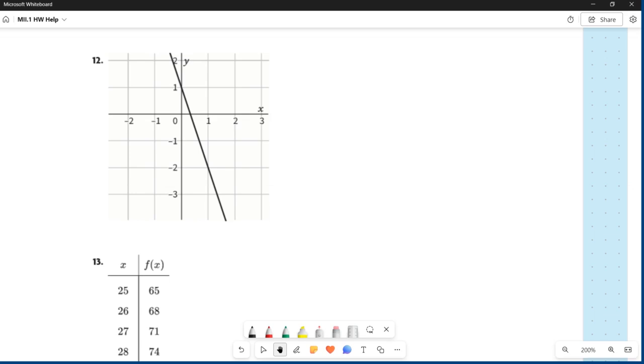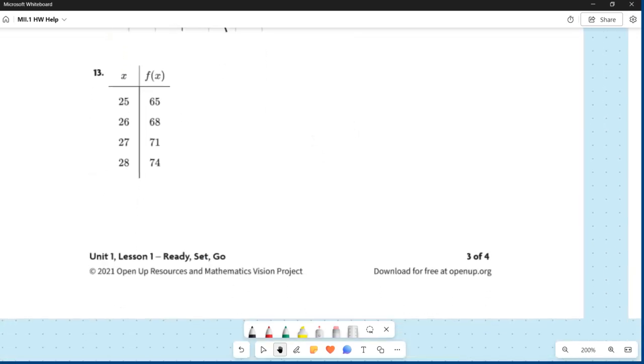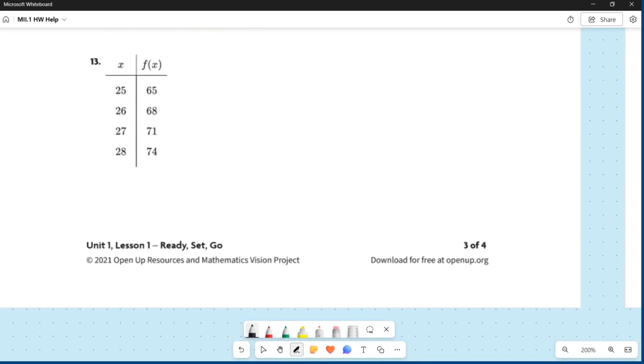Next question is 13. Skip down to this one. So for 13, we are again given a linear function, a linear relationship, just like we did with 11, but instead of giving it in a graphical form, we are given a table form. But it's still a linear function. This is still structurally the same thing that we just looked at. It's just being presented differently.